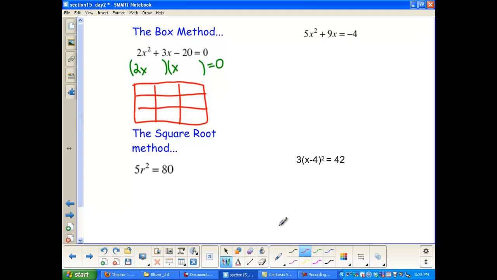So in the top left box goes the quadratic term. That's the term with the squared on the x. In the top middle box goes the constant term. And then you take the product of these two, and it goes in the top right.